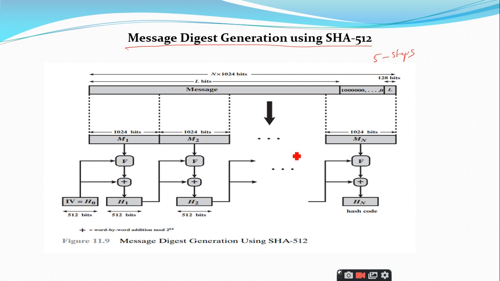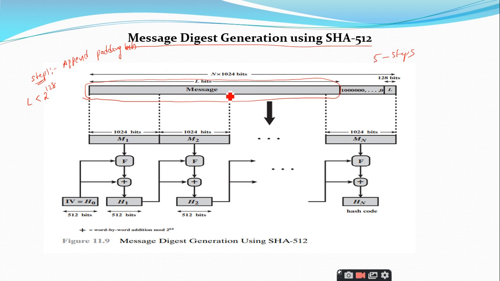So in the first step, what we are going to do is we are going to append. Let me write like this. So we are going to append the padding bits. So this is the actual message I have, from here to here, which is of L bits, and this L is less than 2 power 128. This is the restriction we have in SHA-512. The message length should be less than 2 power 128.